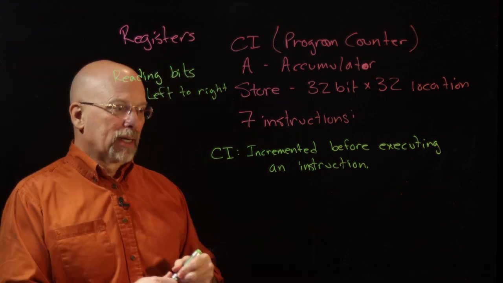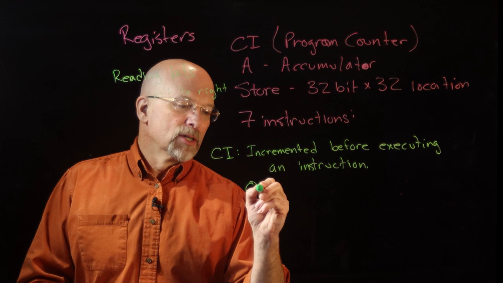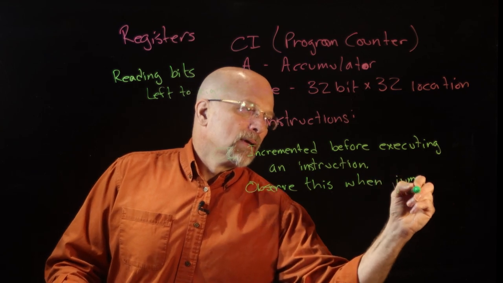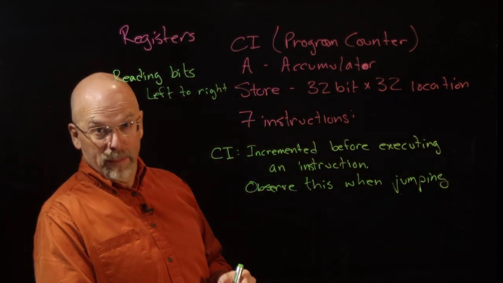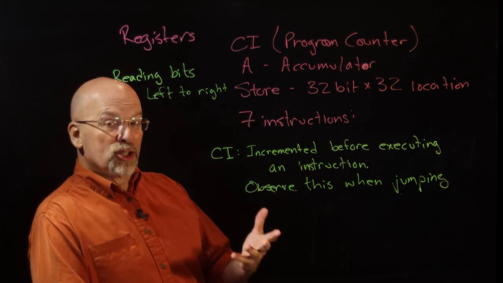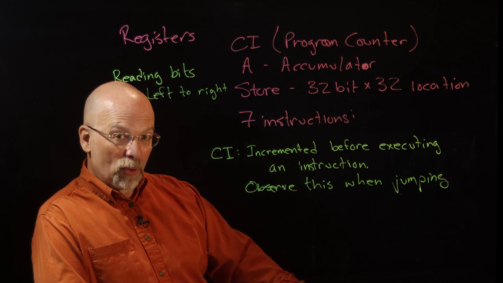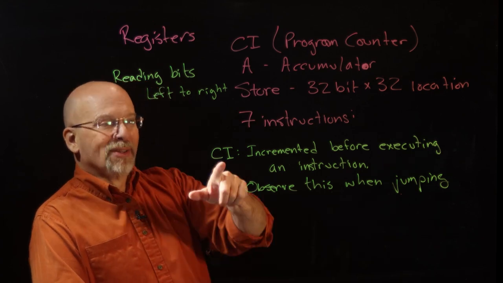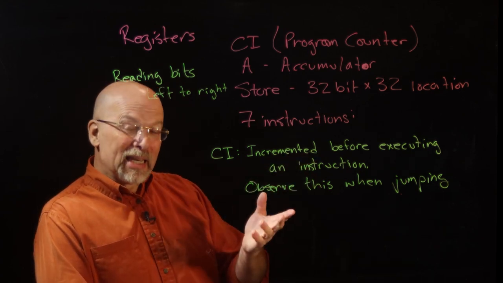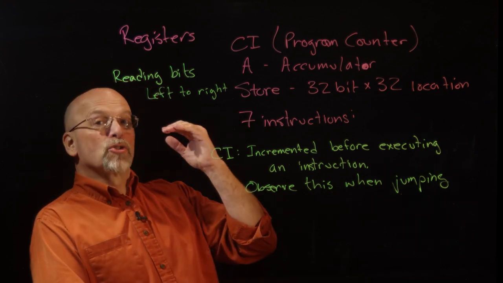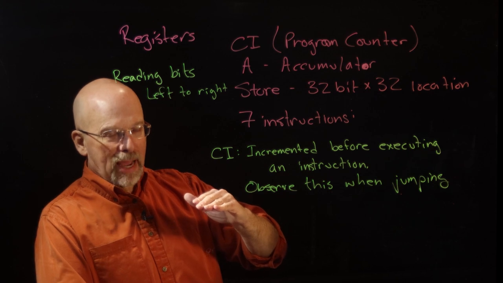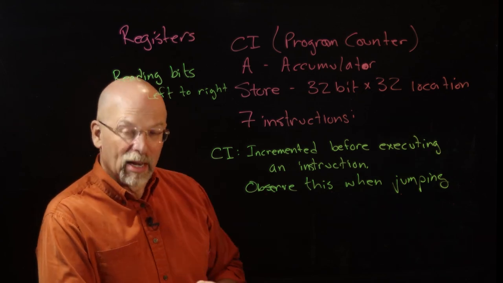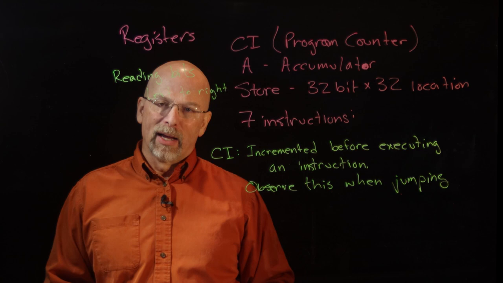Now, this is also important to recognize, so you need to observe this when jumping. We had those two jump instructions, JMP and JRP. Both grabbed something from memory and used it to modify the control. But right before the next instruction is executed, the control is incremented. So anytime you're doing a jump, make sure that you're jumping to the instruction before the one you want to execute next, because the control is incremented right before you execute your instruction.